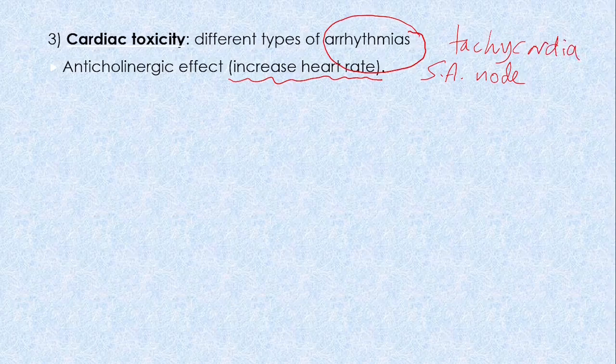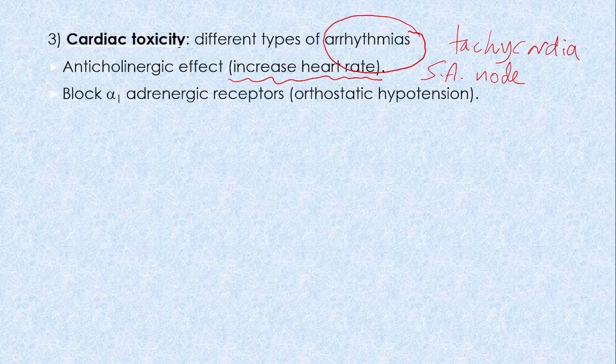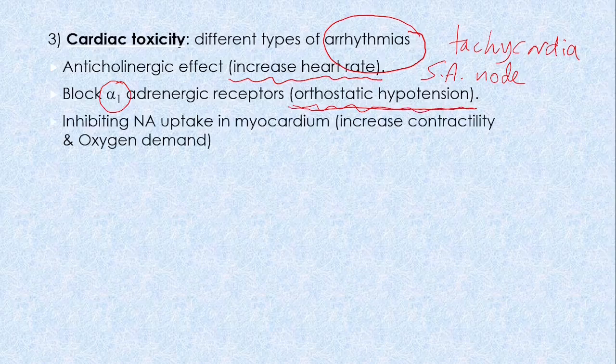Tachycardia, this is one. Also, these drugs can block the alpha-1 receptor, as we have said, on the blood vessels, which will result in peripheral vasodilatation and pooling of the blood in the periphery. When the person changes his posture, he will suffer from orthostatic hypotension, which is not a nice feeling.